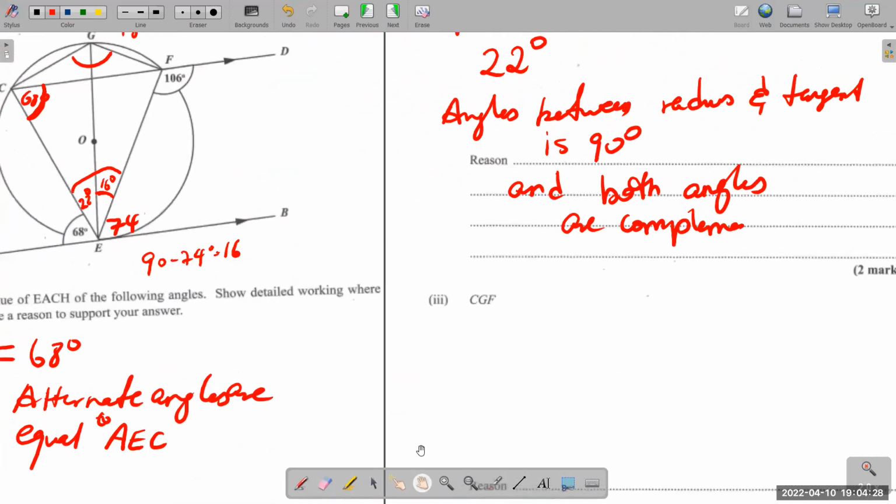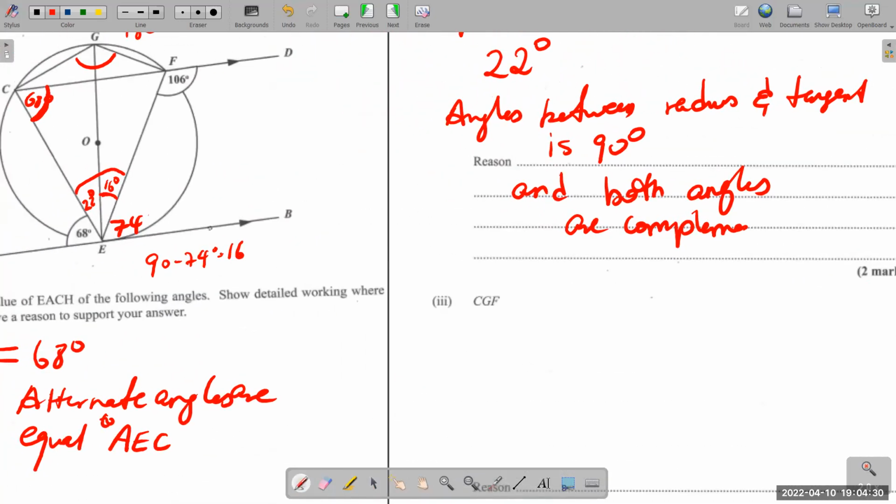First thing you're going to say, what's the first thing we found? We found angle FEB. So write it down. Angle FEB is equal to 180 minus 106. Just show your working, to be honest. Every angle you find, just show your working. That's a form of explanation. And then you're going to say, hence, that's the part that connects it.